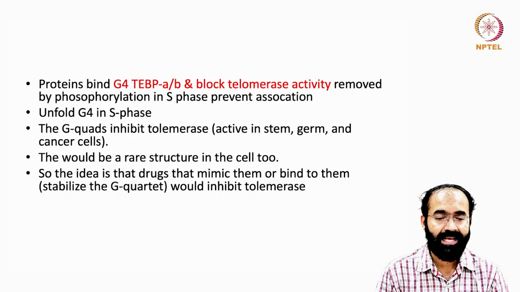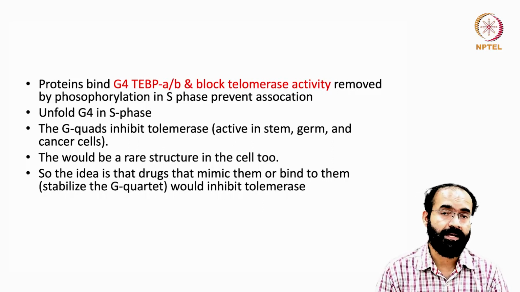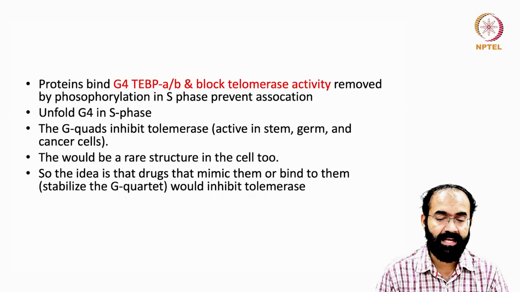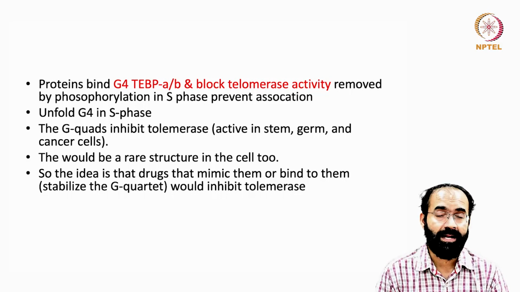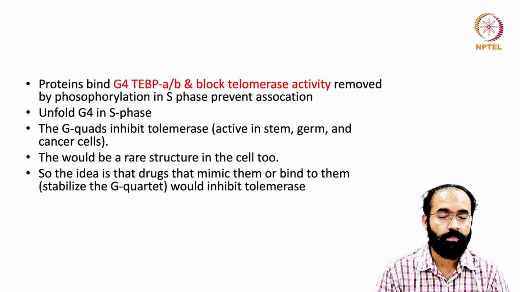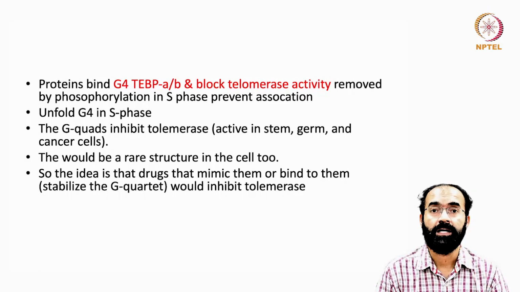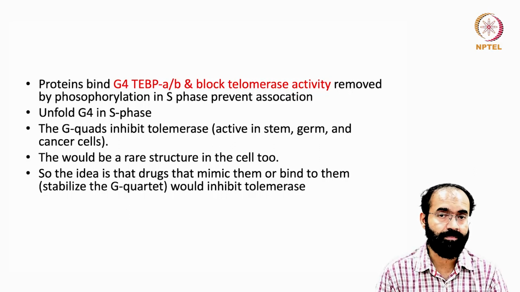The G quadruplex inhibits telomerase, which is normally active in stem cells, germ cells, and also in cancer cells. However, the activity of telomerase is vulnerable, or can be hindered by the G quadruplex and the associated proteins. So it would be a rare structure in the cell too, because it is not in the stem cells and cancer cells. They circumvent this complex structure because they don't need to fear about shortened telomeres.